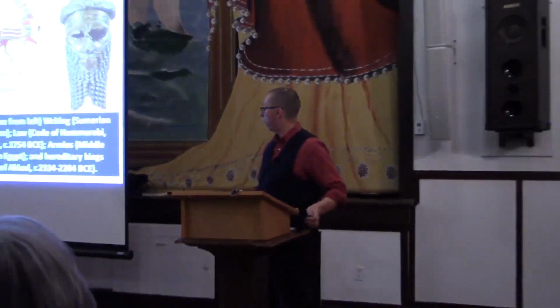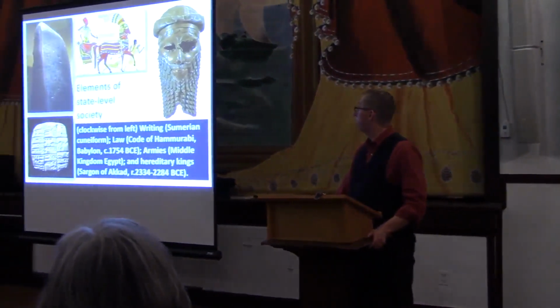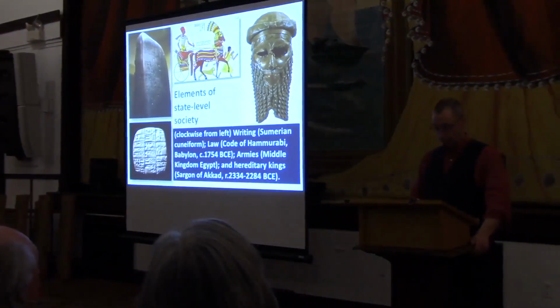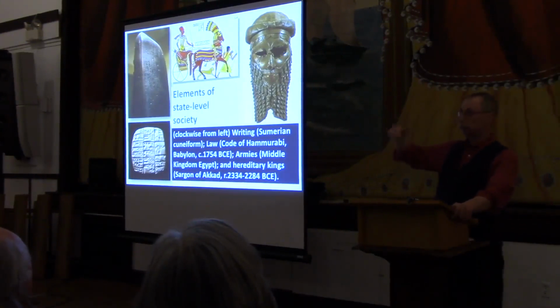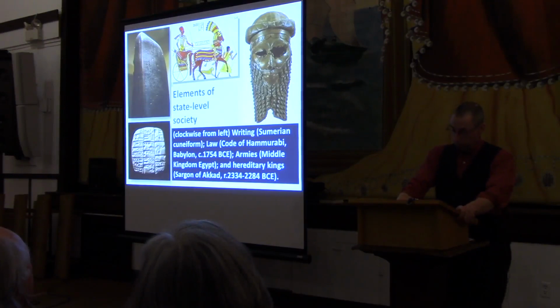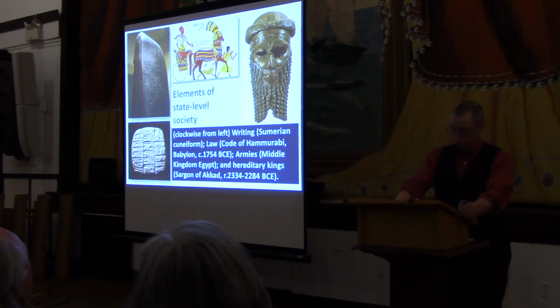I want to talk a little bit about some of the characteristics. Hereditary monarchies. So here's King Sargon of Akkad over on the right there, one of the first multi-city empires I'll say a little bit more about in a minute. But hereditary monarchies, the passage of kingship in families, through the male line, if at all possible. So this is one of the defining features of these state level societies.